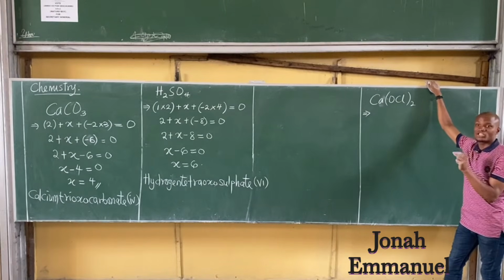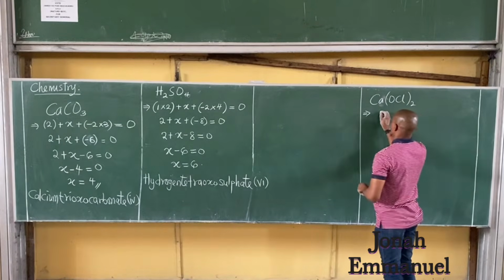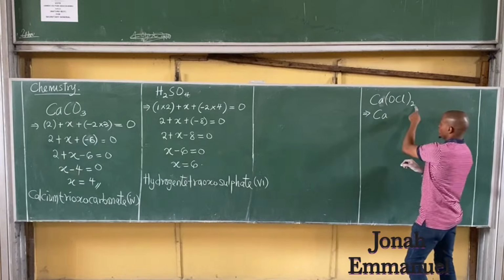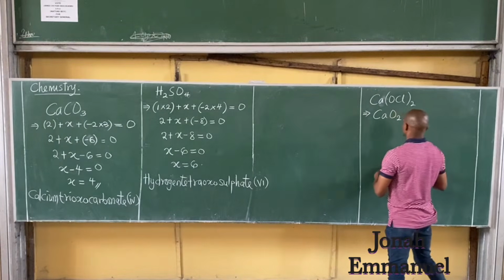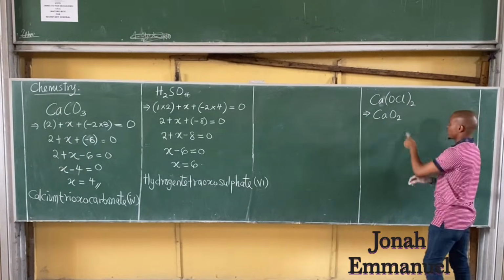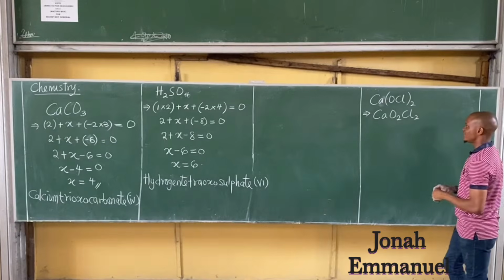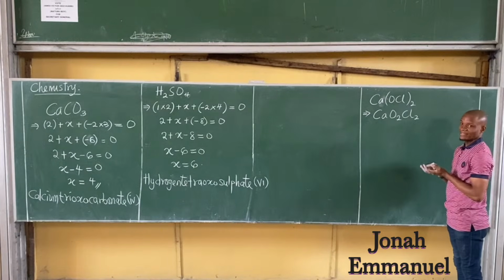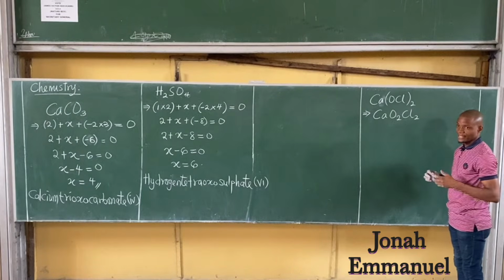Your first task is to expand the bracket. If I expand this, what do I get? Ca, and this 2 comes this way, which gives O2. These 2 come to Cl, which gives Cl2. So I have this. In this case now, my oxidized element is chlorine. It becomes X.